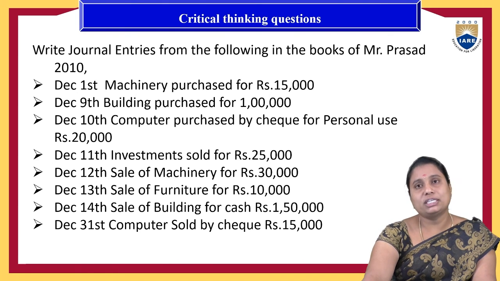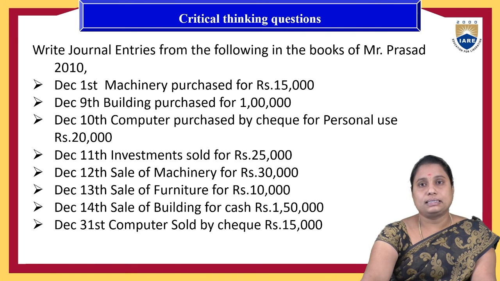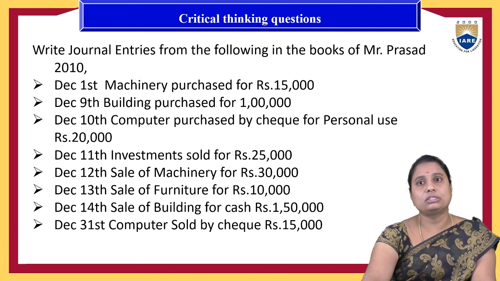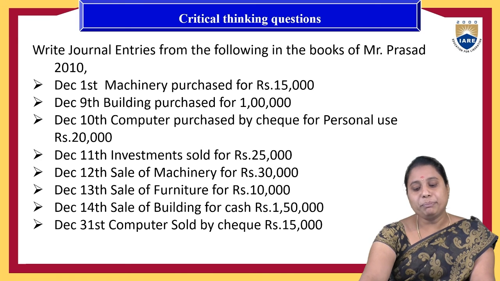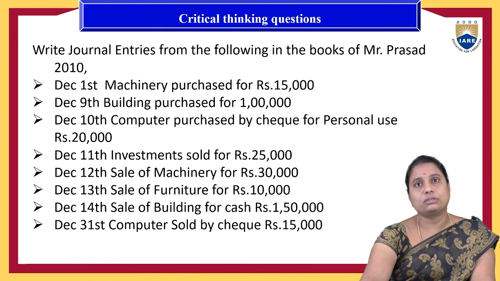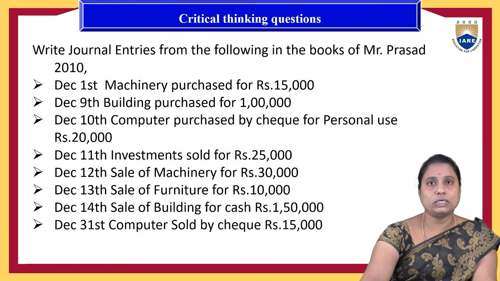And sale of machinery, cash account and machinery account. Sale of furniture, cash account and furniture account. Sale of building for cash, cash account and building account. Computer sold by check means bank account and computer account. So these accounts, as per the rules, we need to provide under the journal.